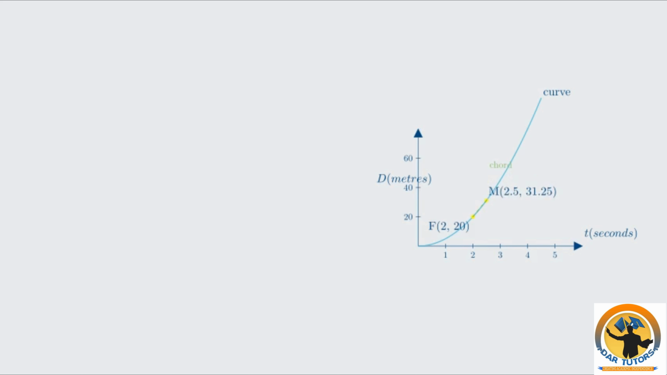As M gets closer and closer to F, the chord FM approaches a special line that just touches the curve at point F. This line is called the tangent to the curve at F. The gradient of this tangent line represents the instantaneous rate of change at point F. In our example, it would be the instantaneous speed of the ball at t equals 2 seconds. So, the instantaneous rate of change is the gradient of the tangent. We can use this geometric interpretation to find instantaneous rates of change from a graph. We simply draw the tangent line at the point of interest and find its gradient.